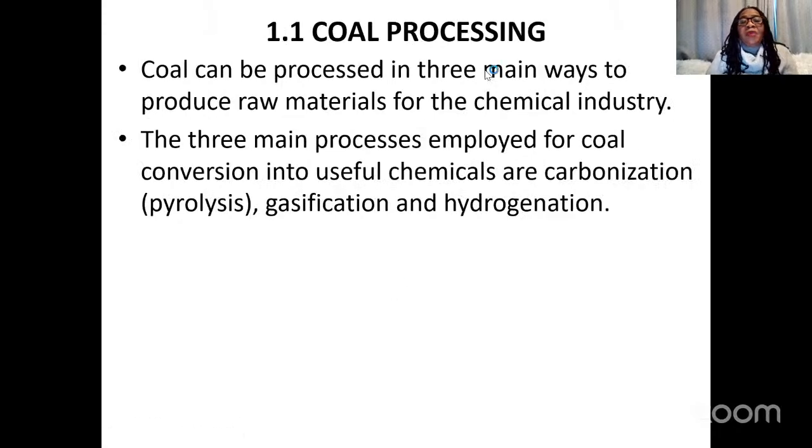So coal can be processed in three main ways to produce raw materials for the chemical industry. These three main ways are carbonization, which is pyrolysis, and then gasification and hydrogenation.